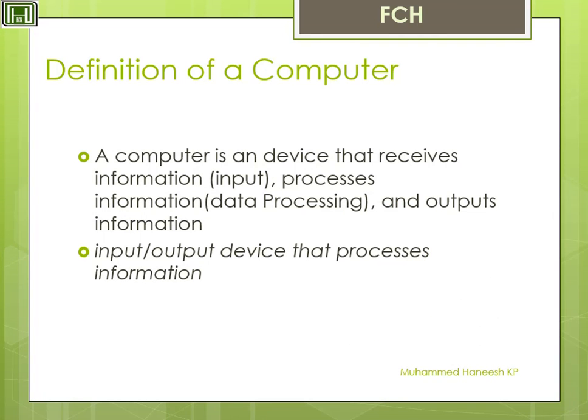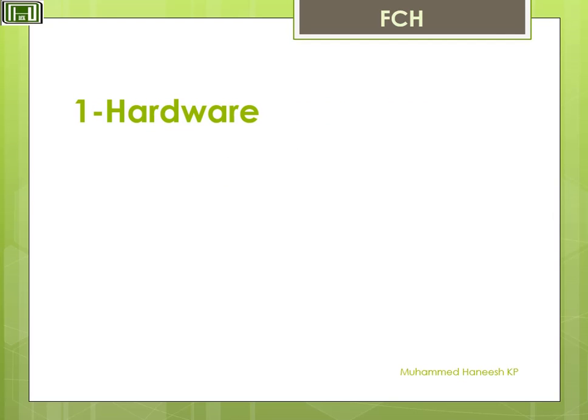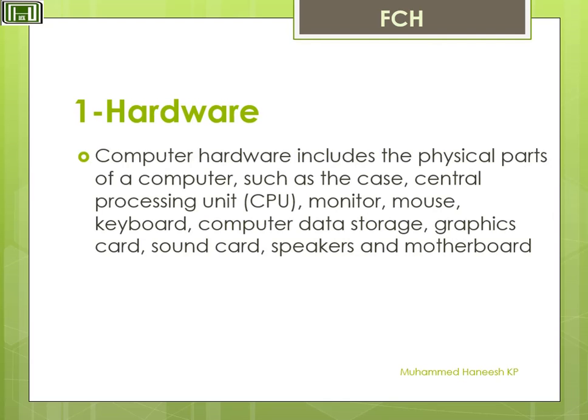We know that a computer is an electronic device that receives information, called input, processes information, called data processing, and outputs information, called output. Then as a system, a computer has two parts: computer hardware and computer software. First, computer hardware, the tangible, physical part of a computer. Examples are case, central processing unit, monitor, mouse, keyboard, computer data storage, graphic card, sound card, speakers, and motherboard.